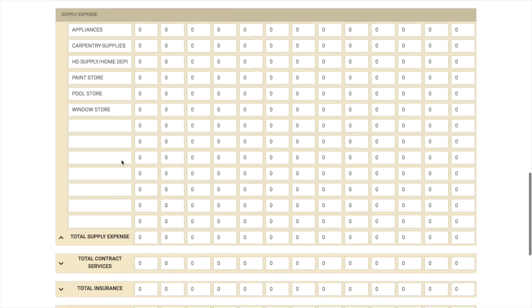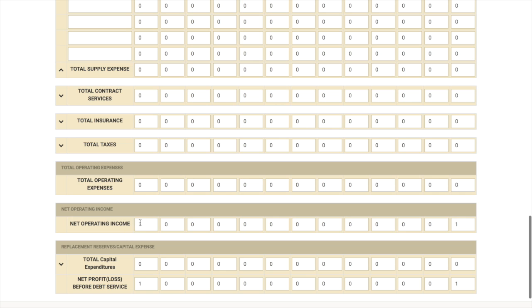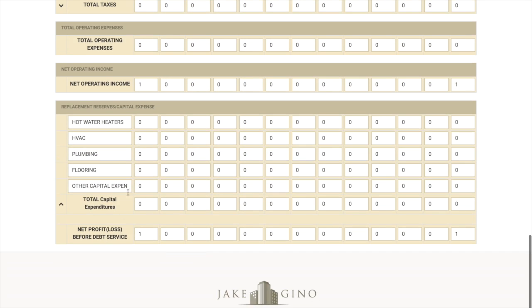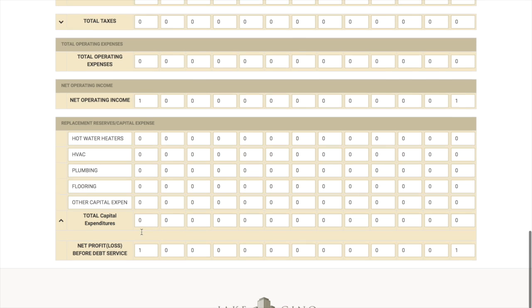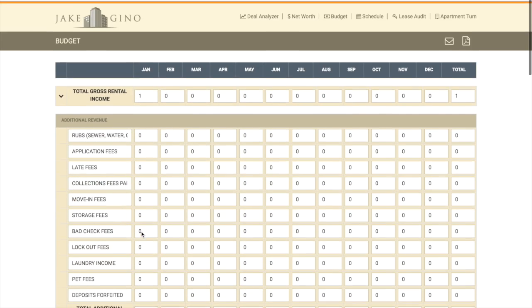What this sheet calculates is your net operating income. This is the number that you're looking for in a property. And if you have any capital expenditures, it's broken out here, and you definitely have a net profit or loss before debt service. So this is powerful when you're dealing with bankers, investors, or partners.